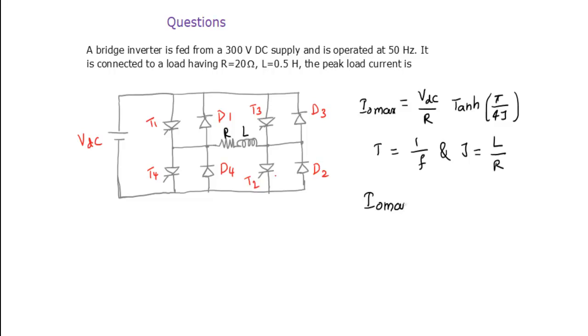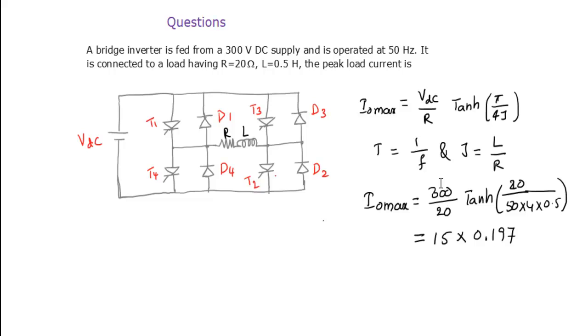So I0 max is VDC, 300 volts, by resistance 20, tanh of 1 by 50 into 4 times L by R. Since T is 1 by f, you take it down, and L by R comes to the numerator, where R is 20 and L is 0.5 Henry. 300 by 20 is 15, and tanh of this is 0.197. So the equivalent is 2.96 ampere.